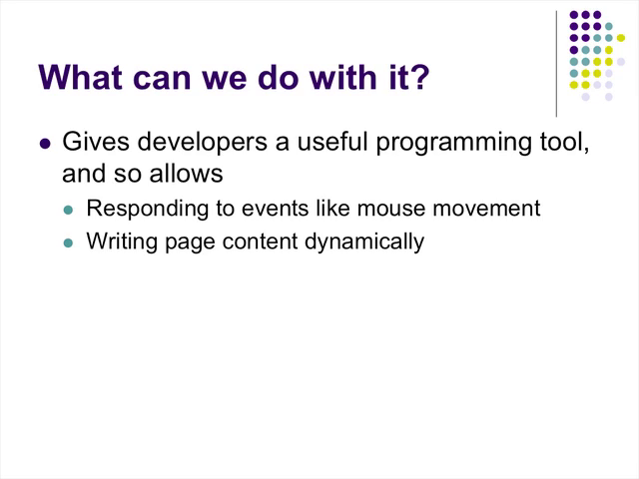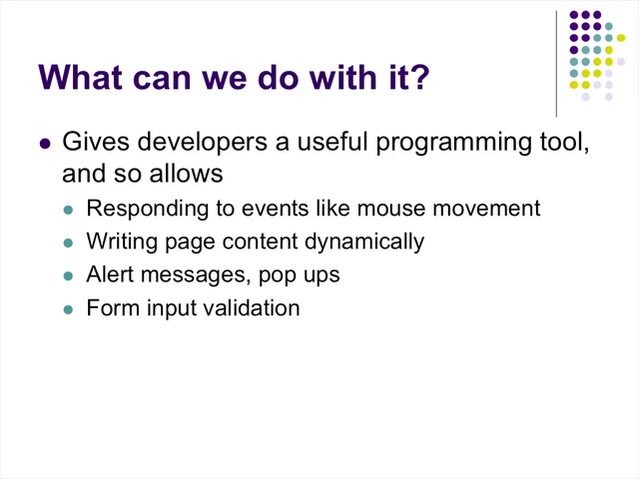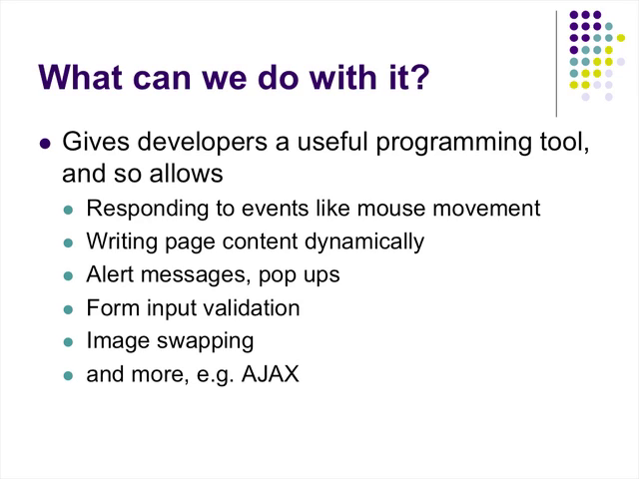We can use alert messages or pop-up messages, and we can also, and this is a really important use of it, use it for form validation, so that when we create a form and the user has to type something in, we can make sure that the user has filled out all of the fields that we need them to. We can also do things like image swapping. In other words, when you move your mouse over an image, it changes to another image. They're also called rollovers.